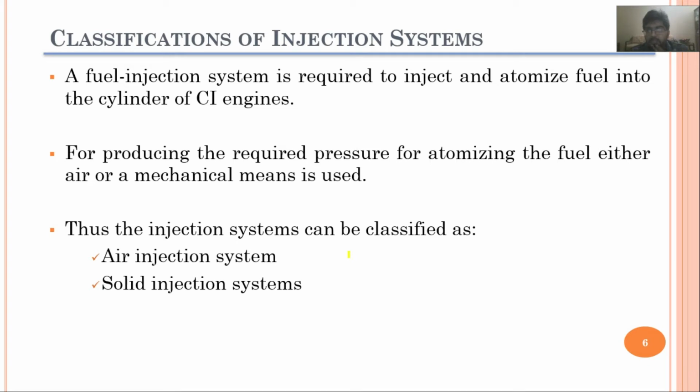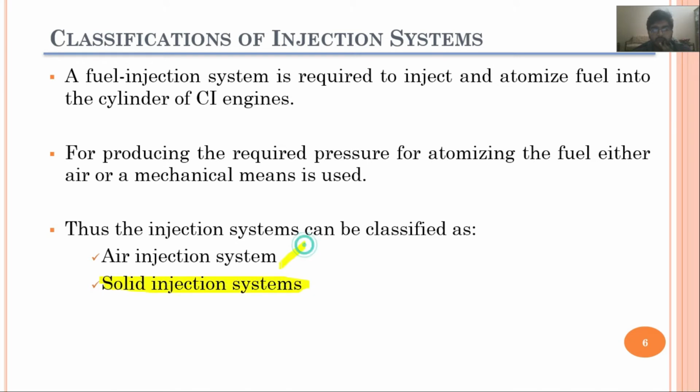Air injection systems are those injection systems in which we are basically using air. We are compressing the air, and that compressed air is being used to pressurize the fuel. And the solid injection systems are those systems in which fuel pumps, the high pressure pumps, are being used to pressurize the fuel for injection. We will study the solid injection systems in detail.